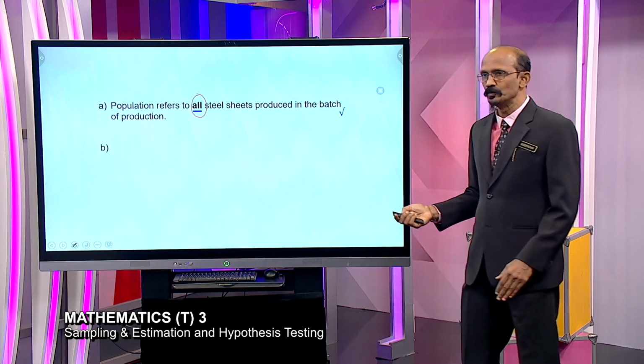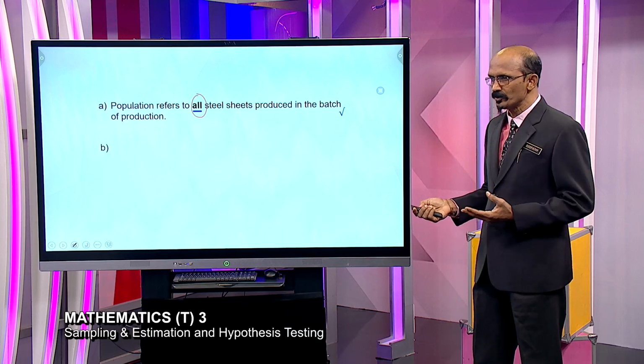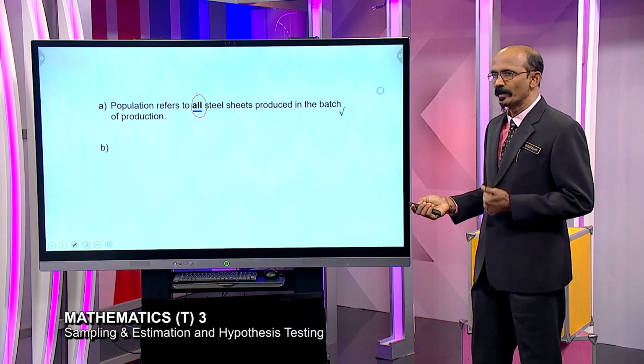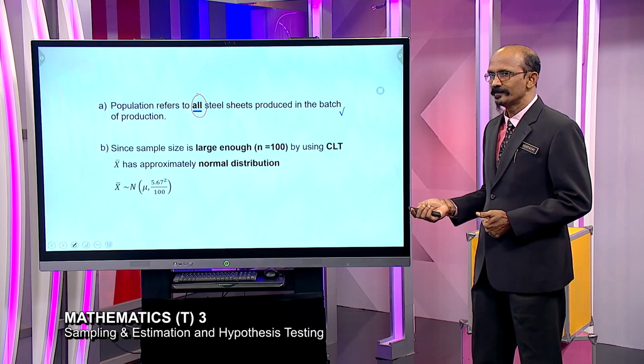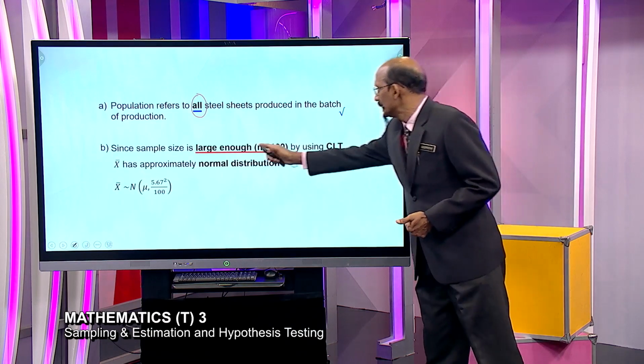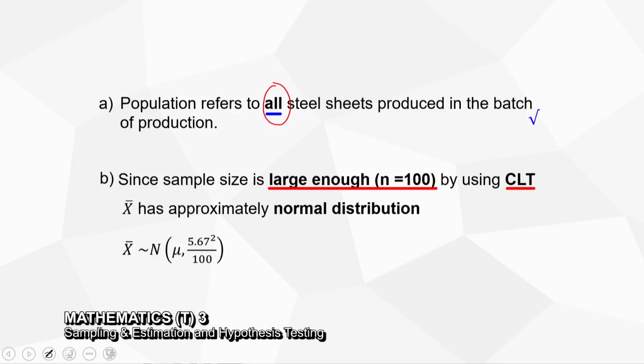Next, they ask you to give the distribution. In order to get the distribution, you must do 3 things. First, you have to state the conditions. What is the condition here? The sample size is large enough. Here the sample size is 100, by using CLT, which stands for central limit theorem. So this is your condition. Then we determine what the distribution is. The distribution here is normal distribution, so X bar has a normal distribution. Then we have to state the parameters. So what are the parameters? These are the parameters.